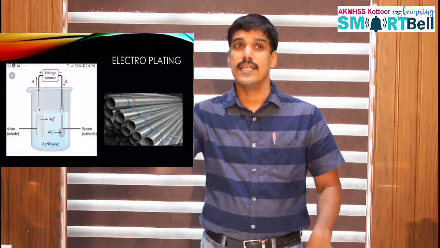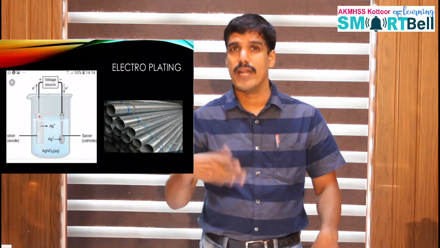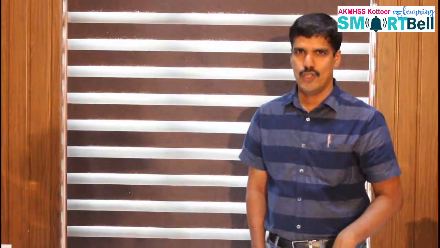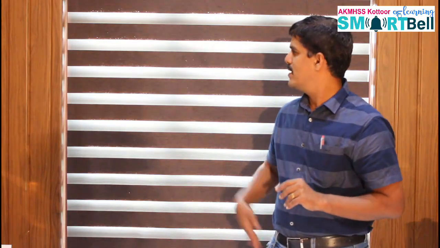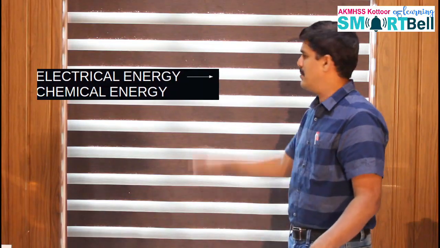Near our hand washing area, you can see a zinc coated iron pipe, a galvanized iron pipe. This one is done by the process of electroplating. In order to conduct electroplating, electricity is essential. In electroplating, the energy transition is from electrical energy to chemical energy. That means for a chemical process, electricity is utilized.